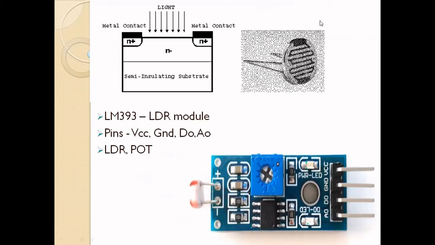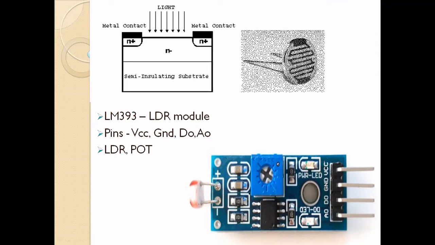This is called an LDR, a normal LDR. This is called an LDR module. There is a 4-pin LDR module. One is called ground, another one is called VCC. We are giving supply to this LDR, so it is called a passive device. An active device means there is no need of giving the power supply. Here we are giving power supply, so it is called a passive device. Next one is called DO, another one is called AO.